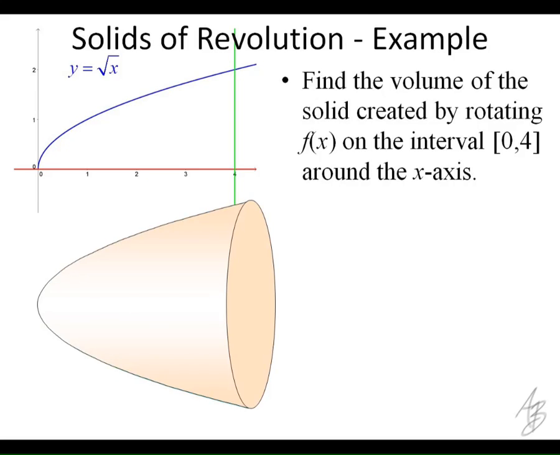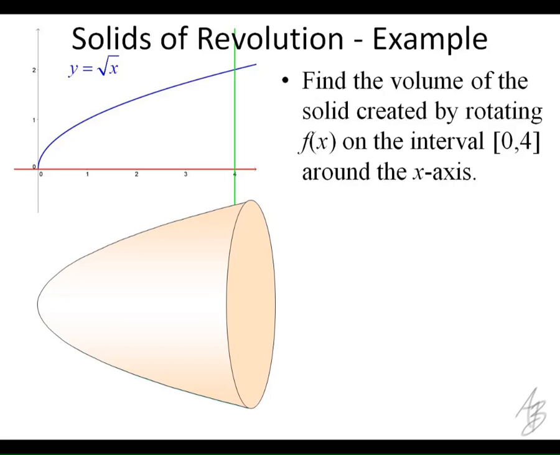Okay, so let's do an example. So I have the same example that we just went through, the idea of this width. Sorry, that was a little awkward, but you get the idea, I think. But I put some numbers on it. So we have the function y equals the square root of x, and it's also bounded by the x-axis and the line x equals 4, and we're going to revolve that around the x-axis.